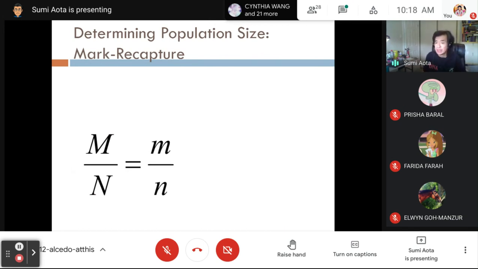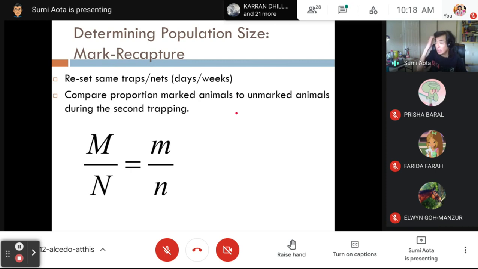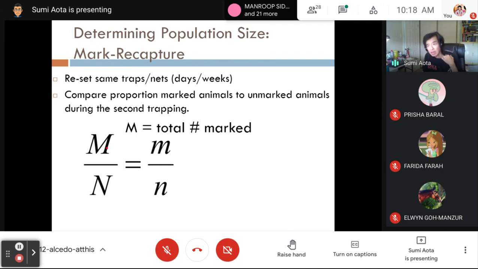So the equation is this: capital M over capital N equals lowercase m over lowercase n. What do these symbols mean? After we reset the traps or nets, days or weeks later, usually weeks, we're going to compare the proportion of marked animals to unmarked animals during the second trapping. So M is the total number of marked animals. If the first time you marked 35 animals, then M will be 35.